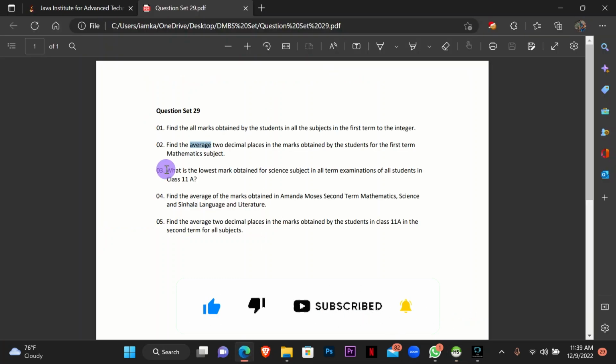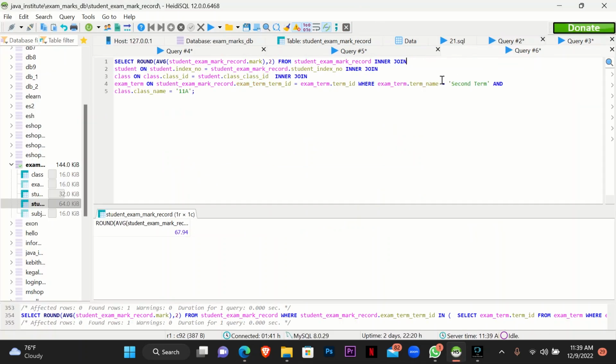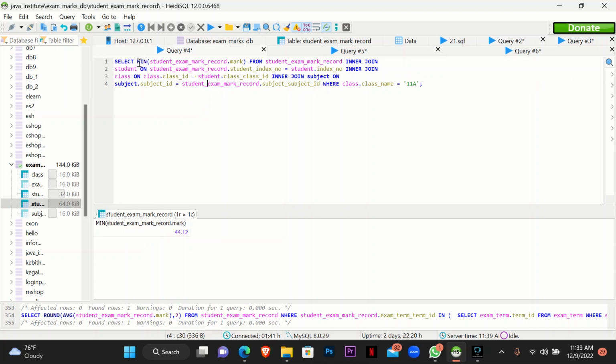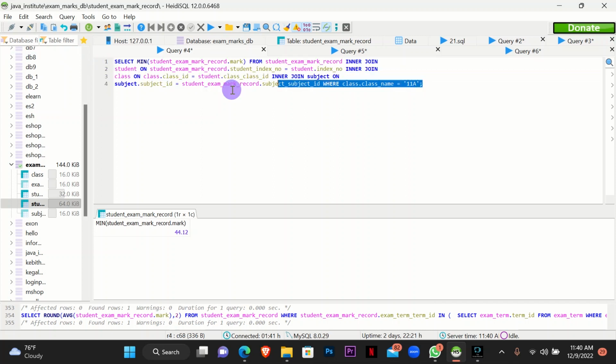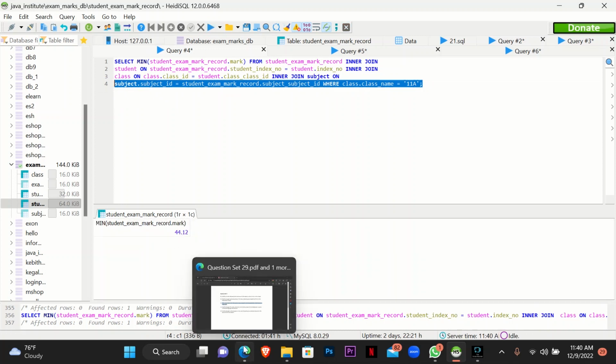In our third question, they are asking: what is the lowest mark obtained for the science subject in all term examinations by the students in class 11K? Now we have to find a minimum here. As you can see, I have used the select minimum function. I have selected the minimum marks from the student exam mark record table where the class name is 11K, and I have joined all the tables together. Therefore, we can easily write this query like this. When I execute the query, we get the result that we want.